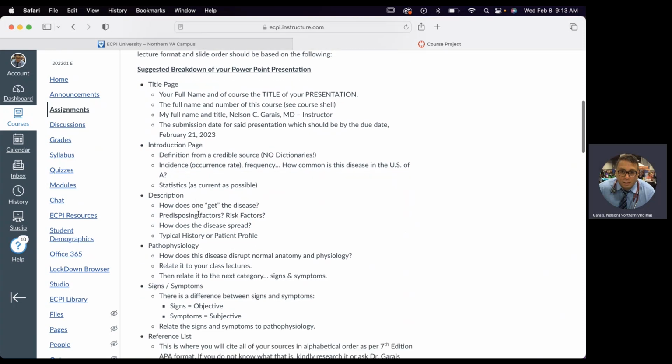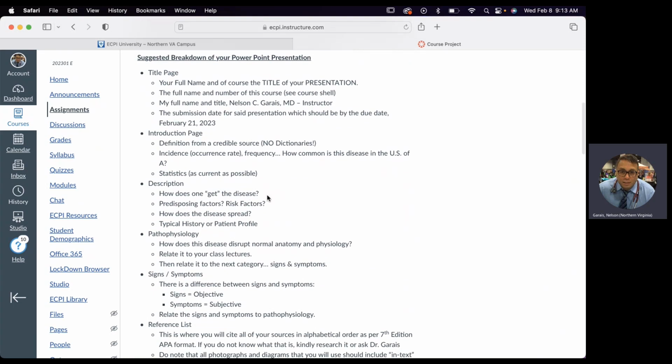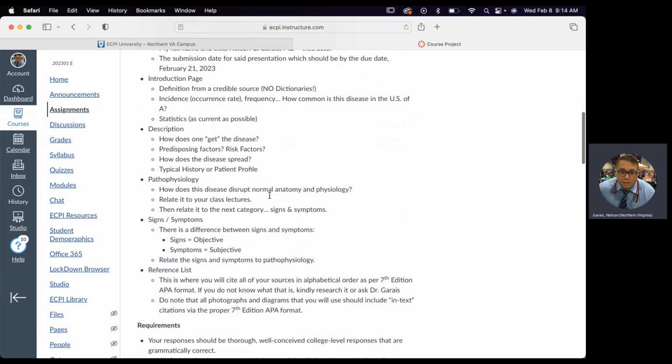The next set of slides or slide should be, how do you get it? Is it infectious, your disease? What are predisposing factors? What are risk factors? How does the disease spread if the disease is communicable, right? Typical history or patient profile. Talk about who gets it. For example, breast cancer. Who gets it? Someone who has a genetic predisposition, someone who has genetic markers. It typically affects women more than men, that kind of thing, right?